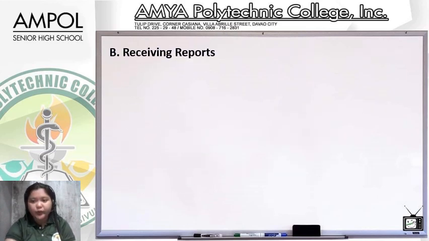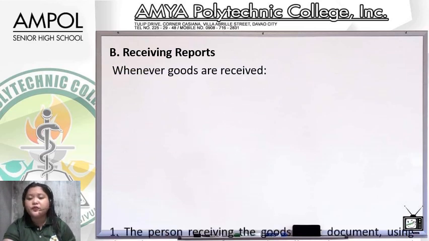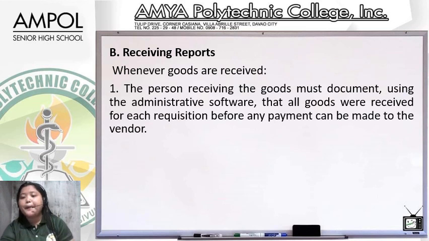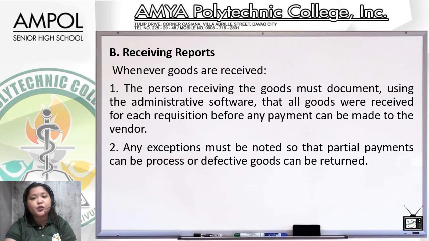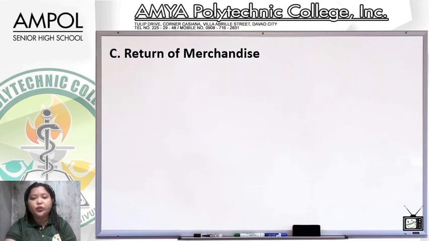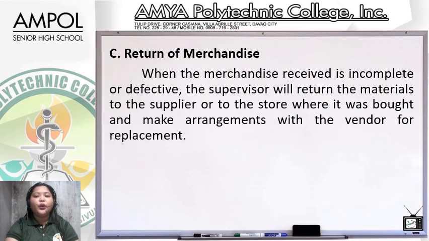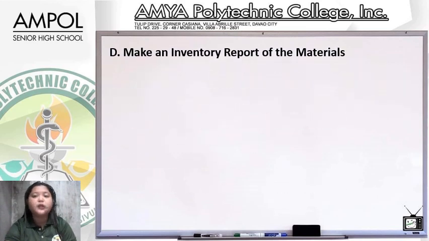Next, the receiving of reports. Whenever goods are received, the person receiving the goods must document using the administrative software that all goods were received for each requisition before any payment can be made to the vendor. Second, any exceptions must be noted so that partial payments can be processed or defective goods can be returned. Also, in return of merchandise, when the merchandise received is incomplete or defective, the supervisor will return the materials to the supplier or to the store where it was bought and make arrangements with the vendor for replacement. And also make an inventory report of the materials.